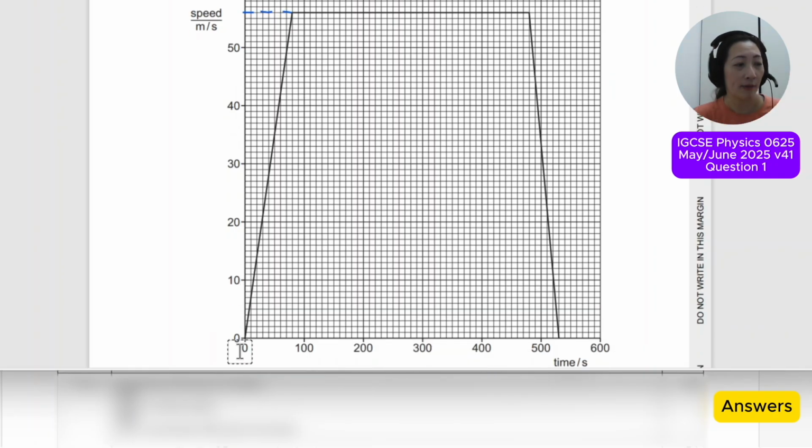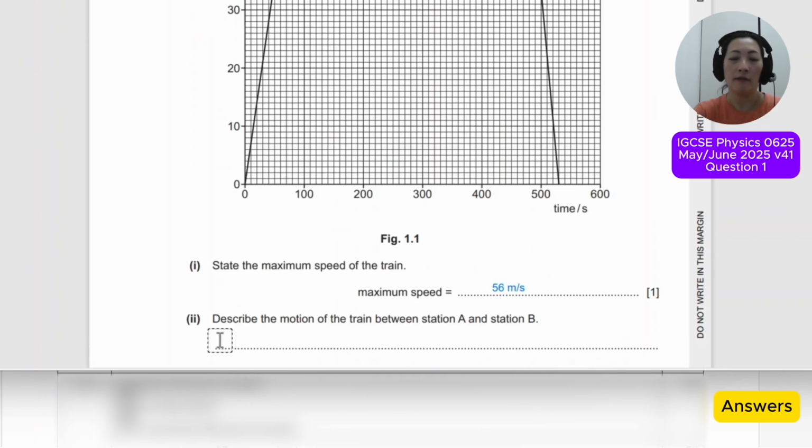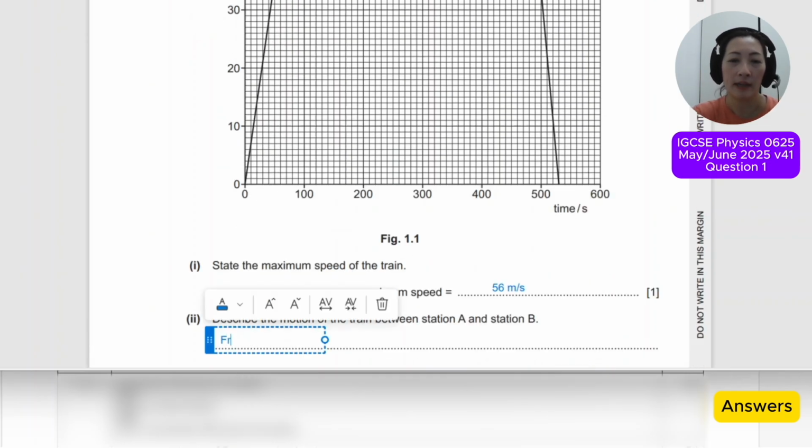From t equals 0 seconds to t equals 80 seconds, you can see that it's a straight line from 0 speed up to 56 meters per second. This straight line means that it's increasing speed at a constant rate. So I'm going to write here from t equals 0 to t equals 80 seconds. The train is moving with constant acceleration, or you can say increasing speed.